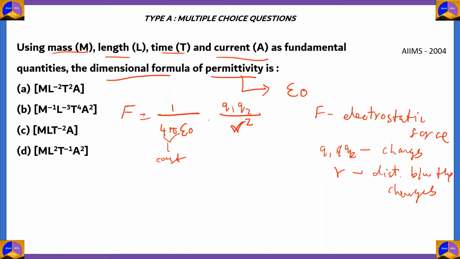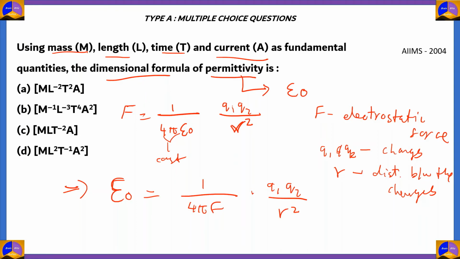So now we need to write this formula in terms of permittivity. Over here, it's easy. We just take permittivity to the left-hand side, so it goes to the numerator, and force to the right-hand side, which goes into the denominator. So basically, the formula becomes epsilon naught is equal to 1 by 4 pi F times Q1, Q2 divided by R squared.